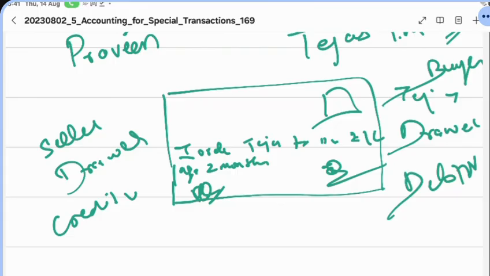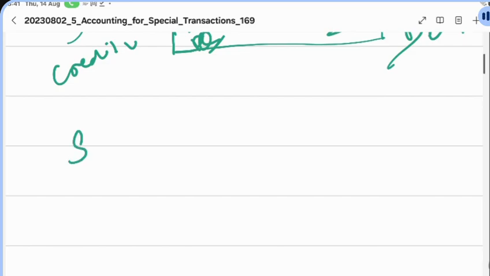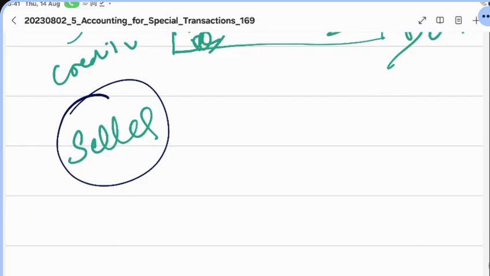This is how the bill works. Okay. And the moment he accepts and sends that bill back to you, the bill will be with whom? You need to remember this. The bill will be with the seller. Now for the seller, remember, it is a negotiable instrument. That means it can be freely transferred.